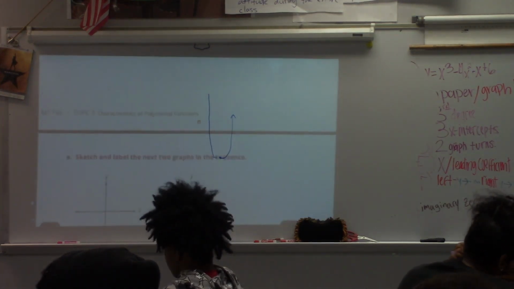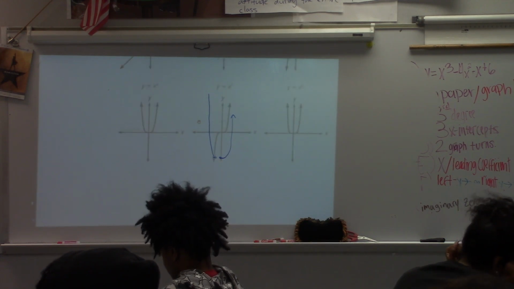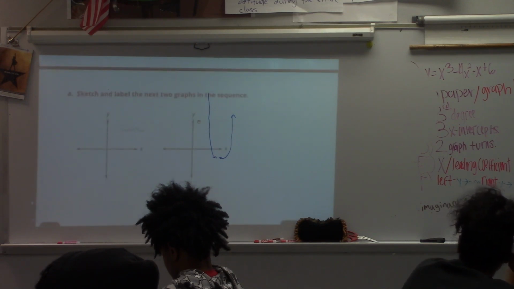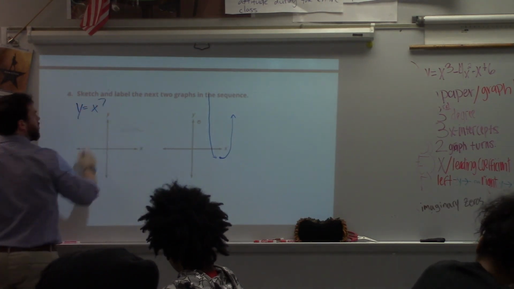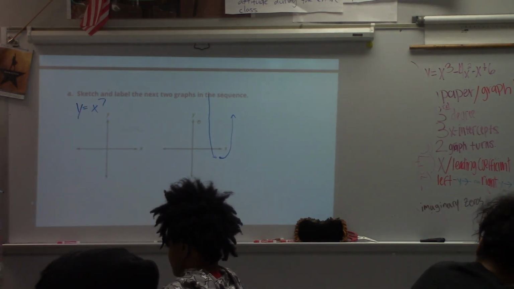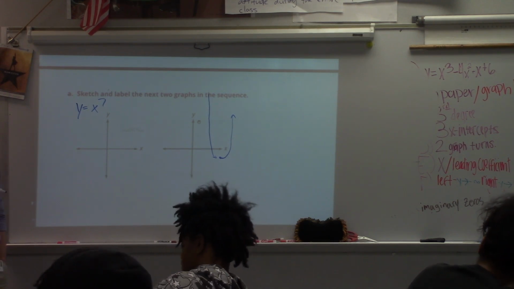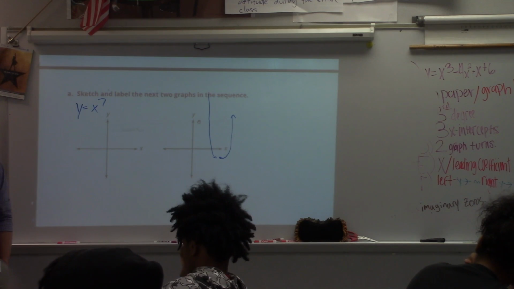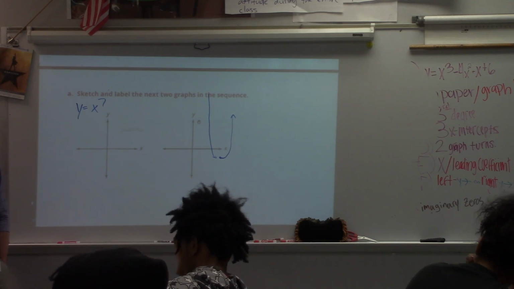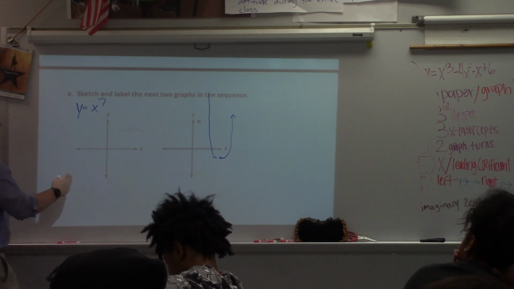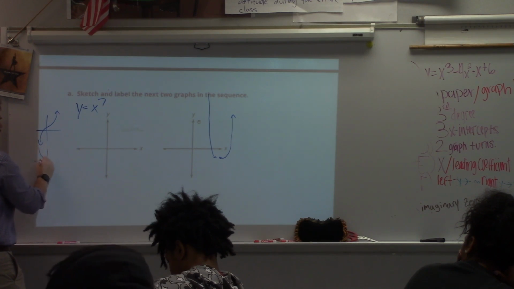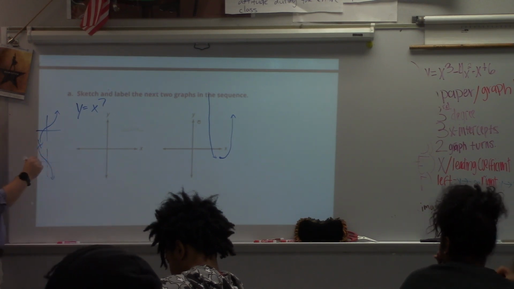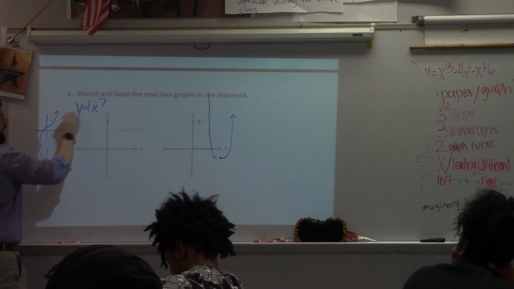Looking here, sketch and label the next two graphs. So notice we have y equals x to the 6th is the last one. When I look at the next graph in the sequence, it's going to be y equals x to the 7th. So what do I immediately know from this? It's odd, so the end behavior is different. Should it be increasing like this, or decreasing like this? Increasing because the leading coefficient is positive.